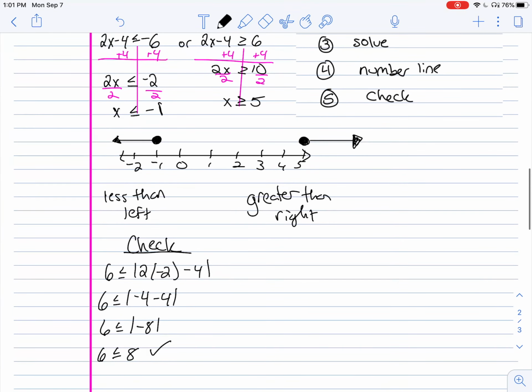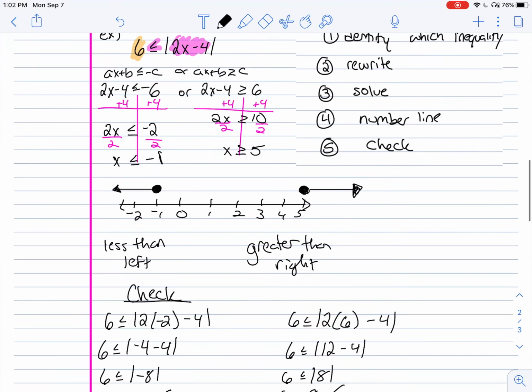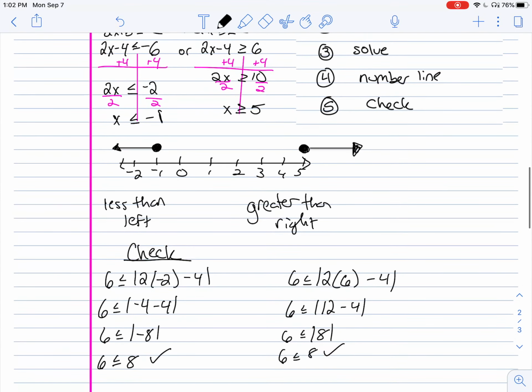And then I'm going to check a number greater than 5. So I'm going to check maybe 6. So the absolute value of 2 times 6 minus 4. I have 12 minus 4. And then I have the absolute value of 8. So I get 6 is less than 8 again, which checks. So we're all good for this one.